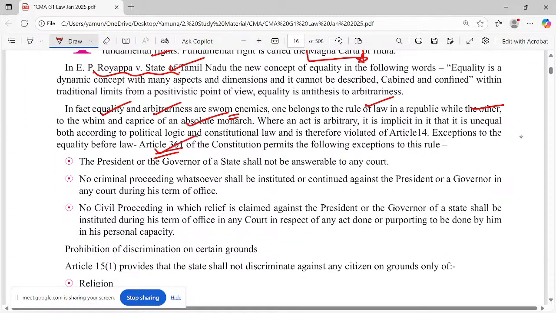When we refer this article 361, it permits the following exception to the rule. The president or the governor of the state shall not be answerable to any court. Okay, we're not talking about prime minister or chief minister. We are talking about the president of India or governor of the state. They shall not be answerable to any court. Okay, so கோர்ட்ல வந்து நிக்க வைக்கிறதுக்கு பிரசிடென்ட்டுக்கும் கவர்னருக்கும் வந்து they have that right.